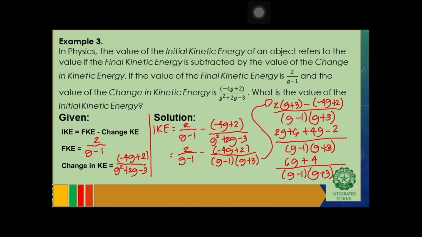So for your final answer, you have the value of the initial kinetic energy is 2 multiplied by 3g plus 2 all over g minus 1 multiplied by g plus 3.